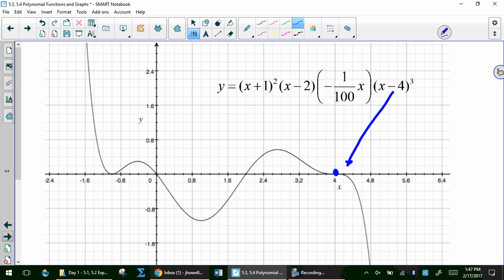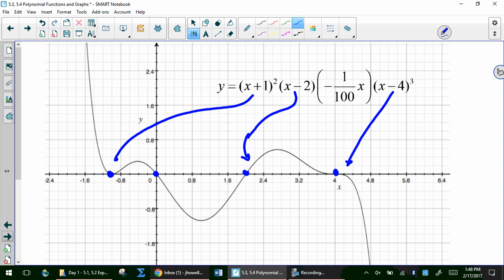When x is 0, then the whole thing would be 0 because of the negative 1 over 100. Yeah, so we have this origin point, (0, 0), right? We saw that from before. Sydney? We have an x at negative 1 and at 2. Look.